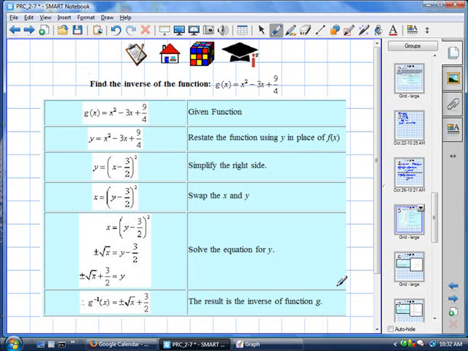And then outside the square root sign, plus 3/2. Now, I'll come back. We're going to do more of these, but I want to show you something special.